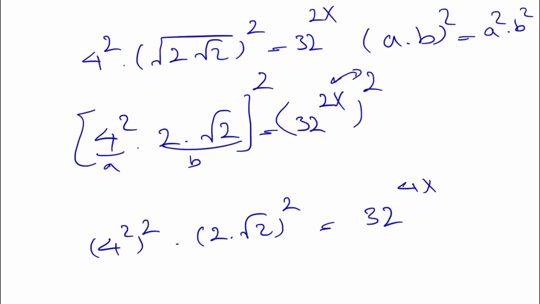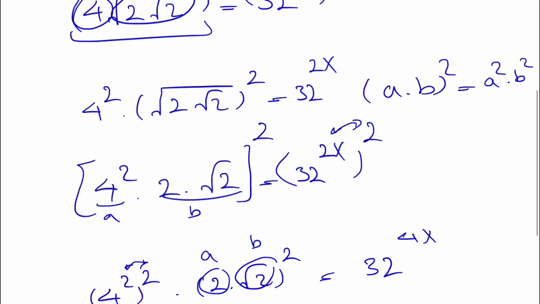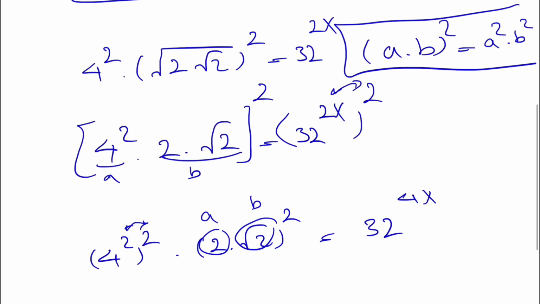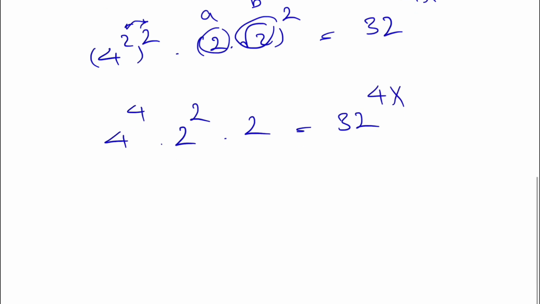And we can again multiply these two, to the power of 4x. So from the first one, we have 4 to the power of 2 times 2, so 4 to the power of 4. This time, this is our a, this is our b. And if we use what we did here, we'll have 2 to the 2 times the square root of 2 to the power of 2, which is 2, is equal to 32 to the power of 4x.